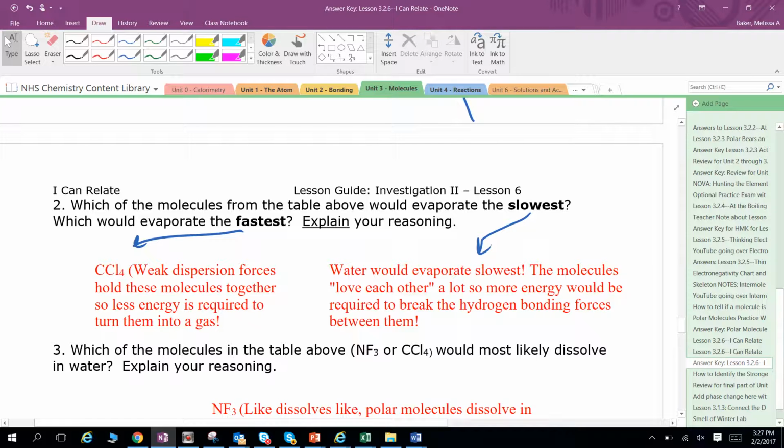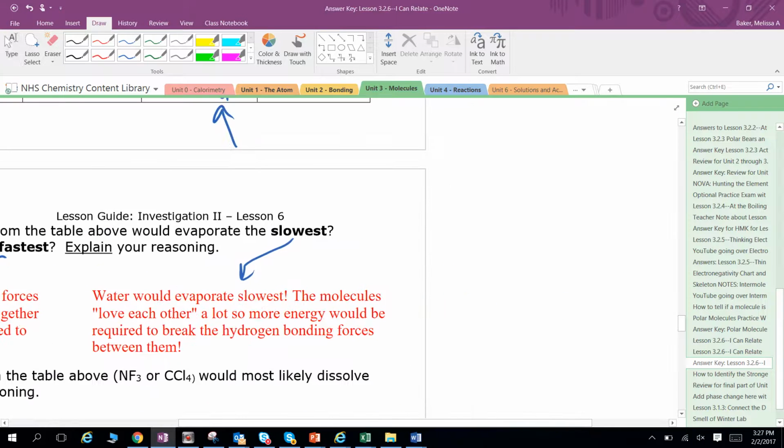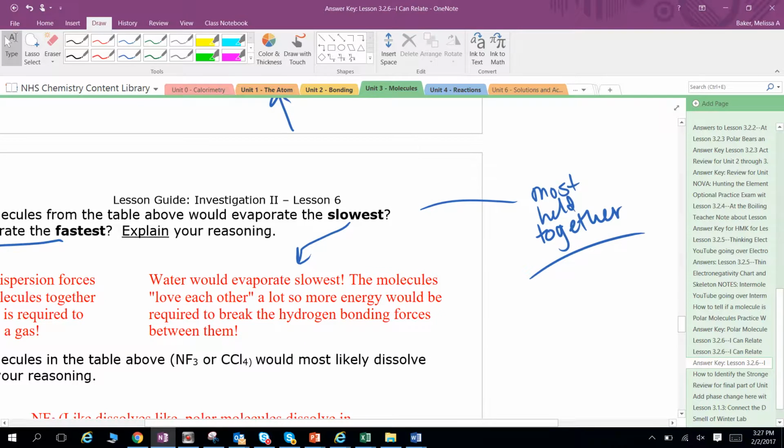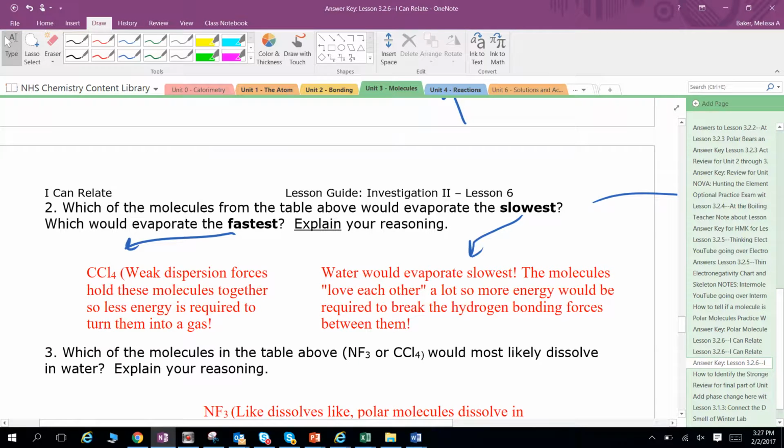So let's talk about evaporation. Which of the molecules would evaporate the slowest versus the fastest? Well, the ones that would evaporate the slowest are the ones that love each other the most, the ones that are most held together by the strongest forces, in which case this would be water from those three examples, because there are strong partial positives and partial negatives attracting one molecule to another. The opposite idea of that would be the CCl4. It would evaporate very fast because there are only weak forces holding the molecules together.